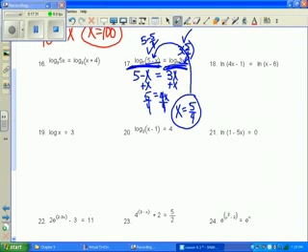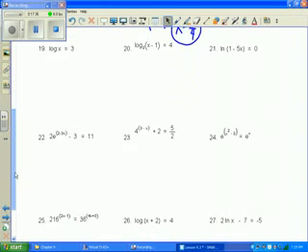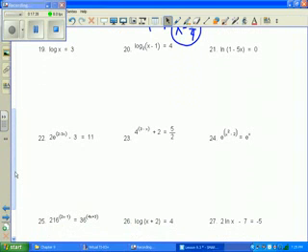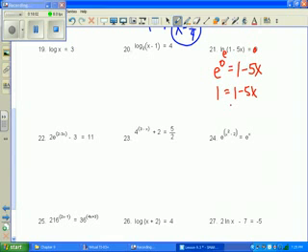Okay. So let's go down and do number 22. The rest of those ones are pretty much the same. Don't forget that on number 21, you have a single log, so you have to write it in exponential form. The understood base here is e. So that's e to the 0 power equals 1 minus 5x. So 1 equals 1 minus 5x, and then you finish solving. Okay, but let's go down to that number 22.